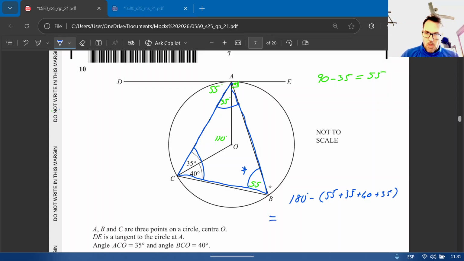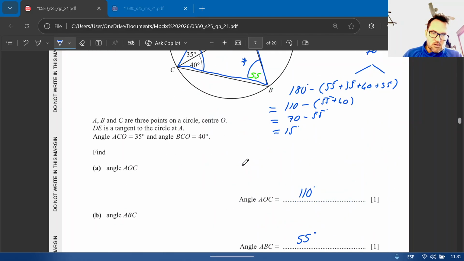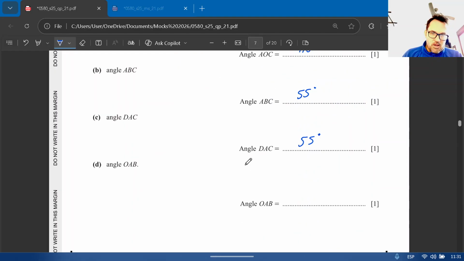What's the best way to do this? Well, these two together is 70. So 180 minus 70 is 110. And then I still need to subtract the 55 and the 40. I'm going to subtract the 40, because 11 minus 4 is, of course, 70. Minus 55. And that will give me 15 for angle OAB.